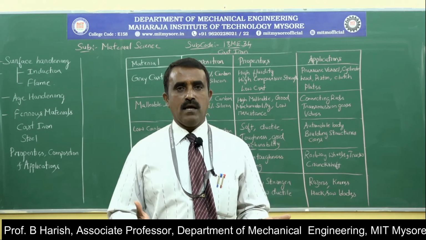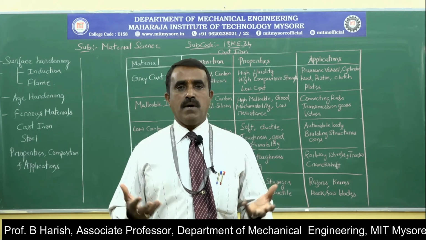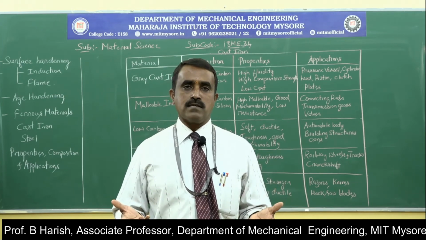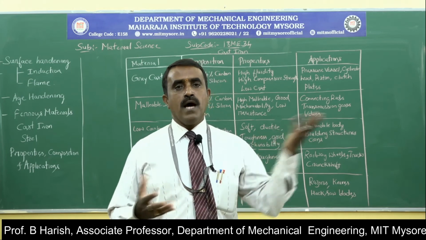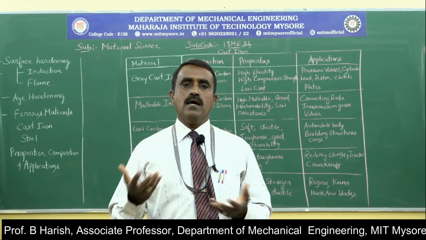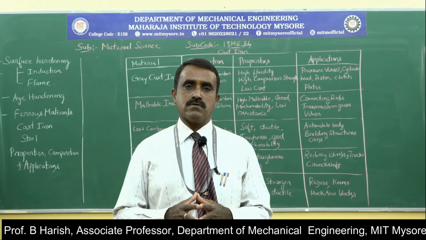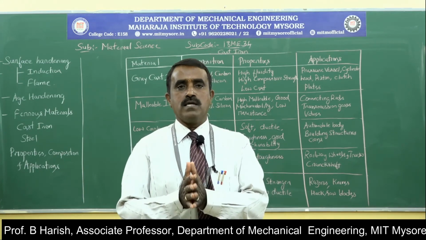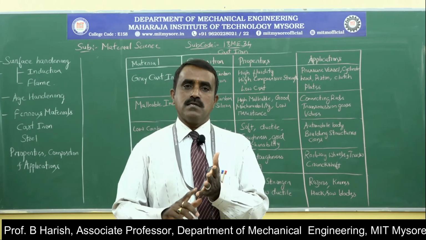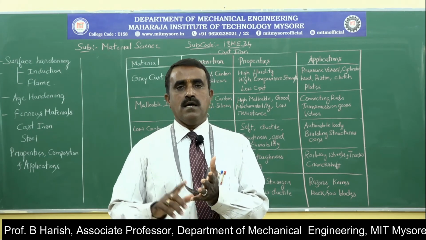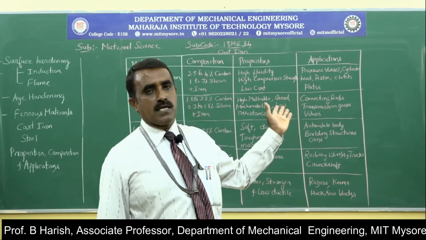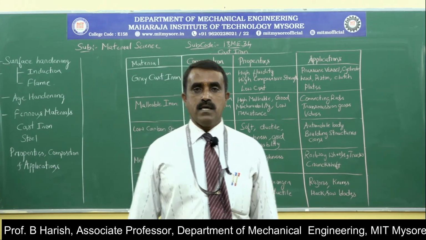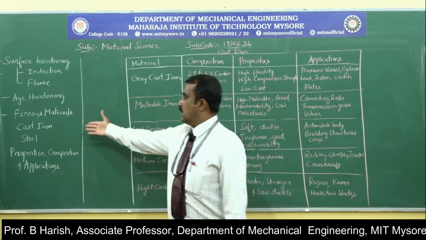What is property? Property is nothing but how the metal behaves under various conditions. Applications, the third one, is where this particular type of metal is used. So the three categories we discussed are composition, properties, and applications, where we use this particular type of metal. Coming to the first one, that is cast iron.